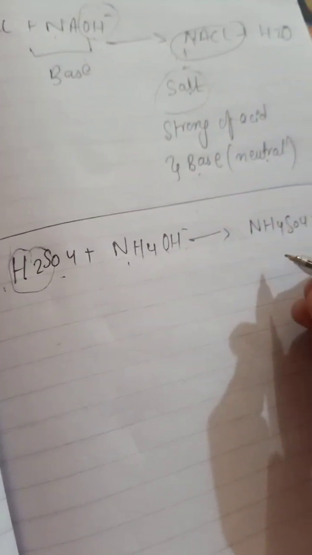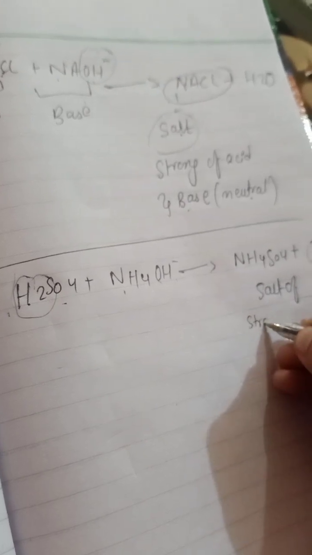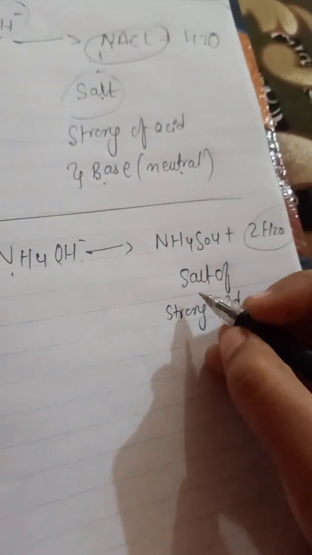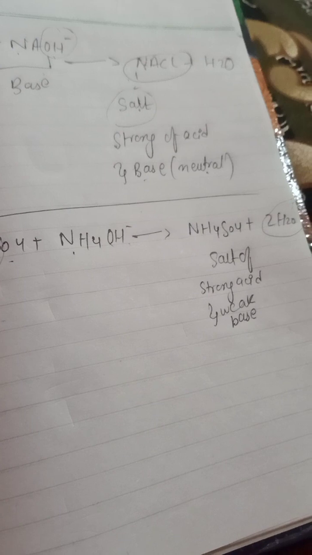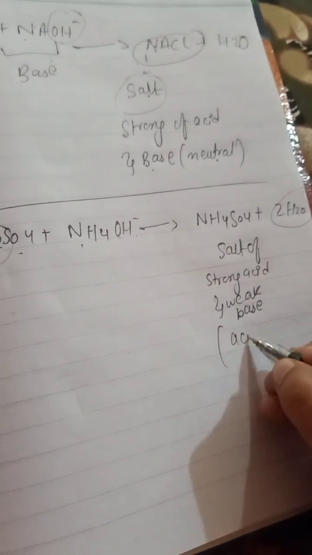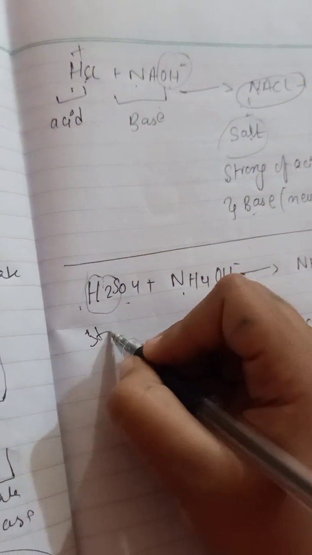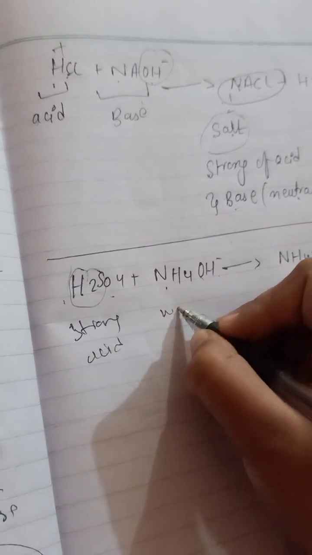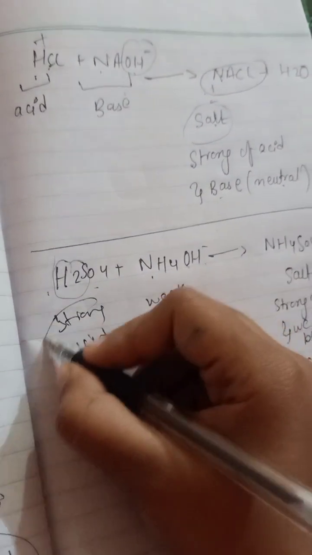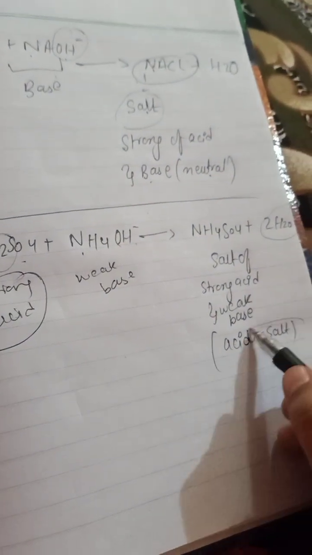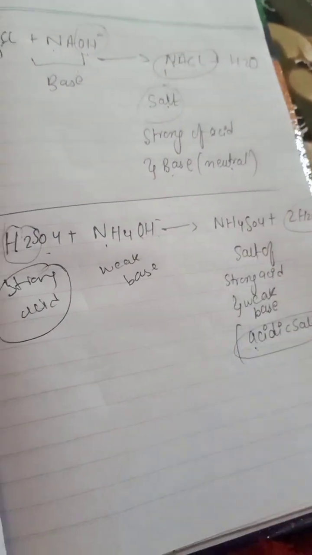Now this is the salt of strong acid and weak base. We are having the reaction of the strong acid and weak base. So I can write it: this is the salt of strong acid and weak base. But we are calling that an acidic salt. Why? Because we are having the strong acid and the weak base. So weak base will be having the less character and strong acid will be having the more character. So generally we are calling that salt an acidic salt.